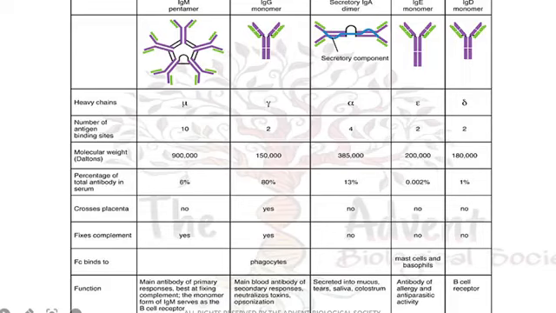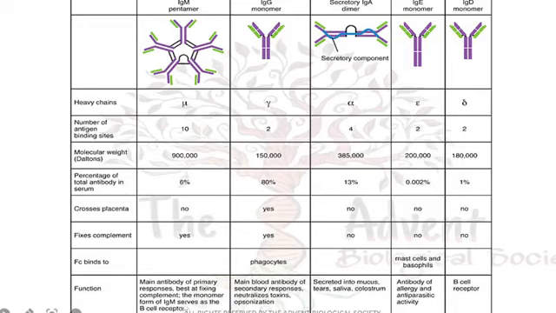Then complement fixation is shown by IgG and IgM. The Fc region of IgG binds to phagocytes. The Fc region of IgG also binds to the mast cells or basophils. The Fc region of IgD binds to the B cell plasma membrane. The function of IgM: it is the main antibody of the primary response and is best at fixing complement.